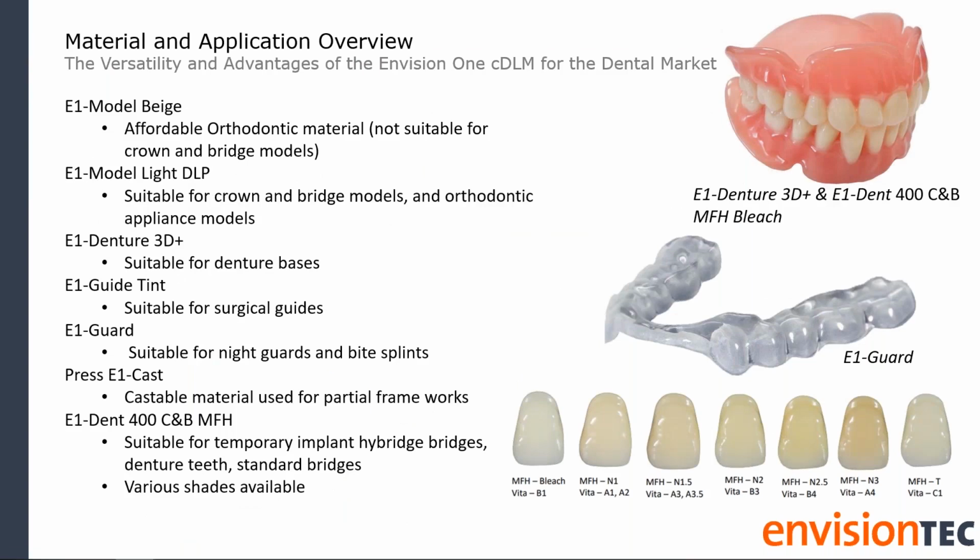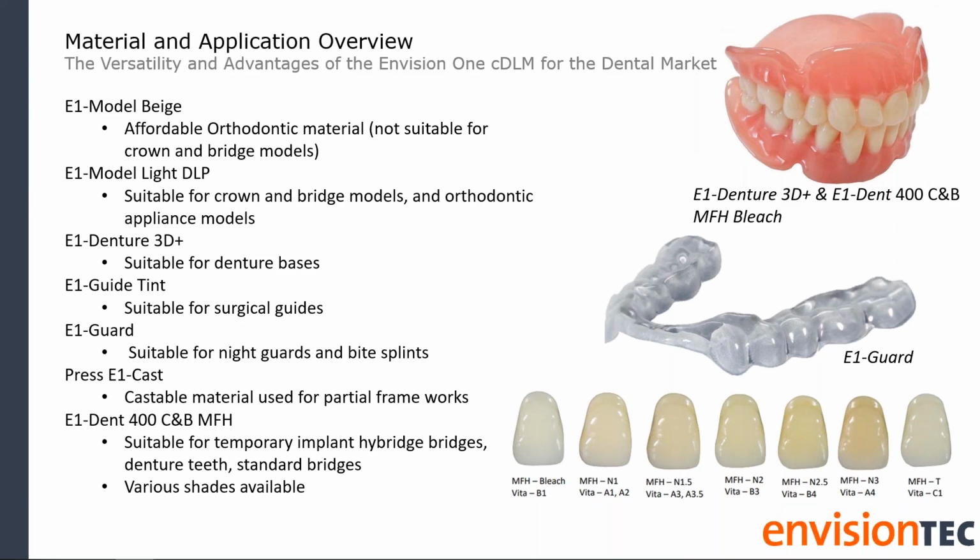To go more into the materials available, the E1 Model Beige is a low-cost orthodontic material for generic suck-down models. The E1 Model Light is a more advanced version of the beige material and ideal for crown and bridge models and orthodontic appliance models as well. The E1 Denture 3D Plus, pictured to the right, was developed for making denture bases.